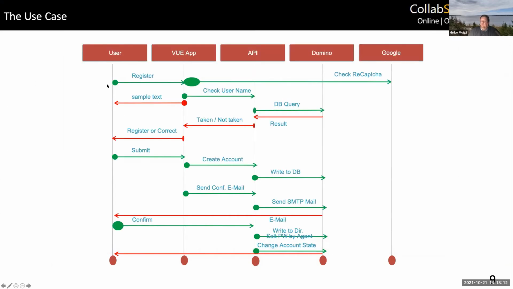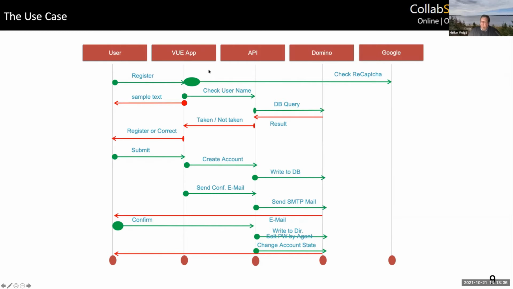So we have this register component. That calls the Vue app. This checks the username with a database query against the Domino server, whether the username is still available. If the username is available, we can register. We can continue on, go through the submit process, create the account, and write it to the database.